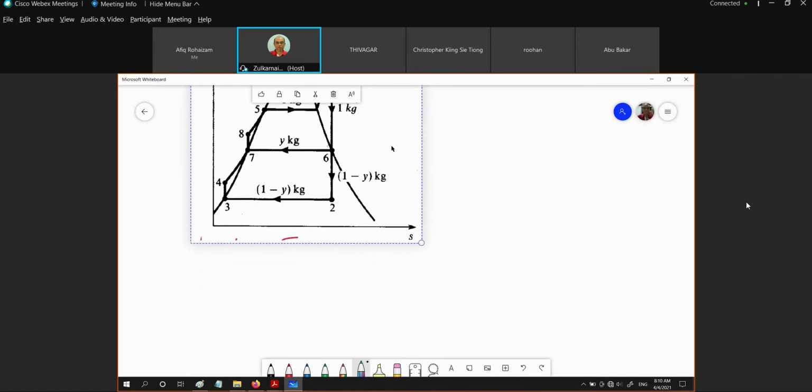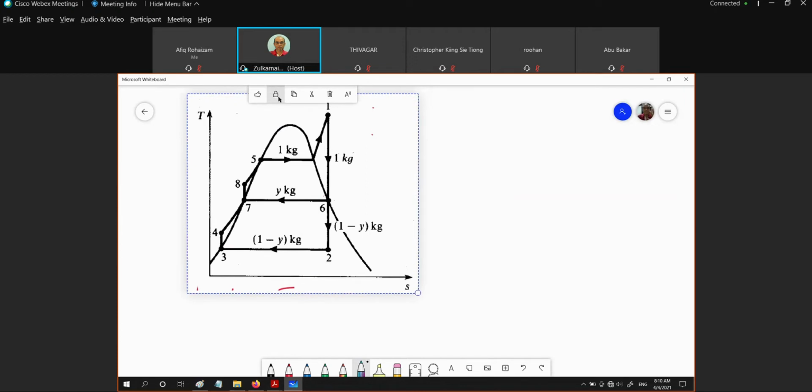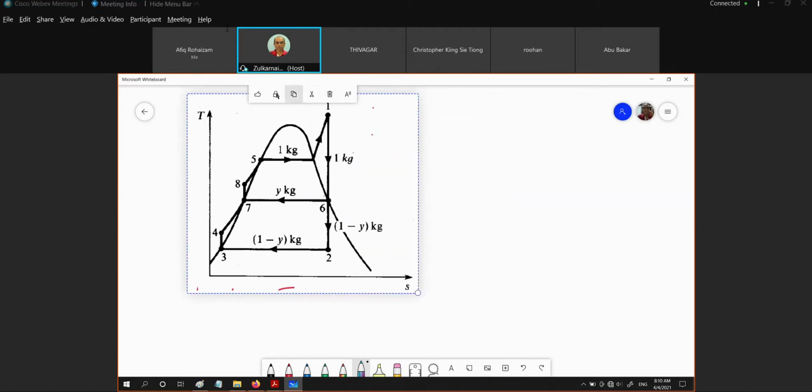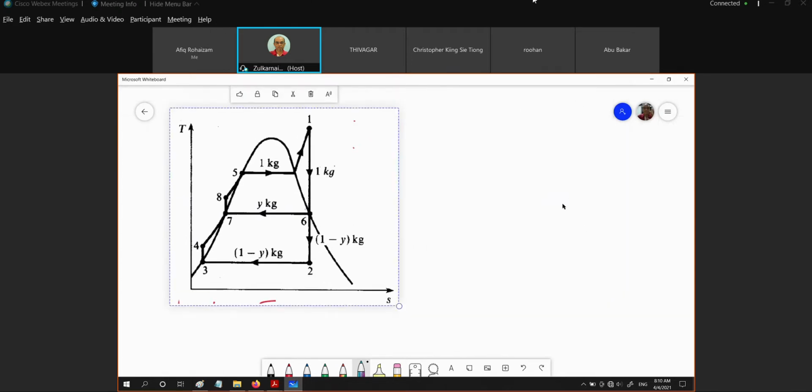Okay, this is our TS diagram. So now we are going to see the analysis of the energy balance. Okay, energy balance. Can you guys see, right? My connection still seems... Yes, Doctor, I can hear you. Okay, right. Okay, thank you.